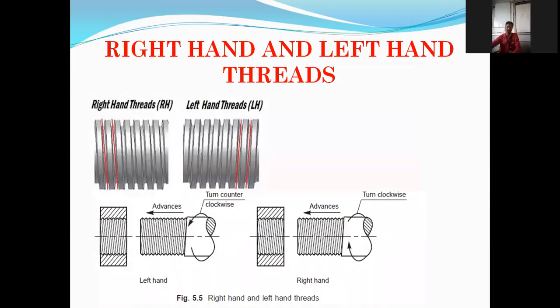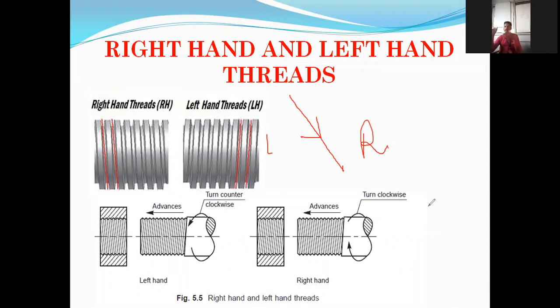Then right hand and left hand thread. Basically there are two methods to identify a right hand thread and a left hand thread. One is the orientation method, where we observe the line orientation. I have drawn one particular line from left to right. This side is left, this side is right. Whenever that line goes from left to right, it is called a right hand thread.